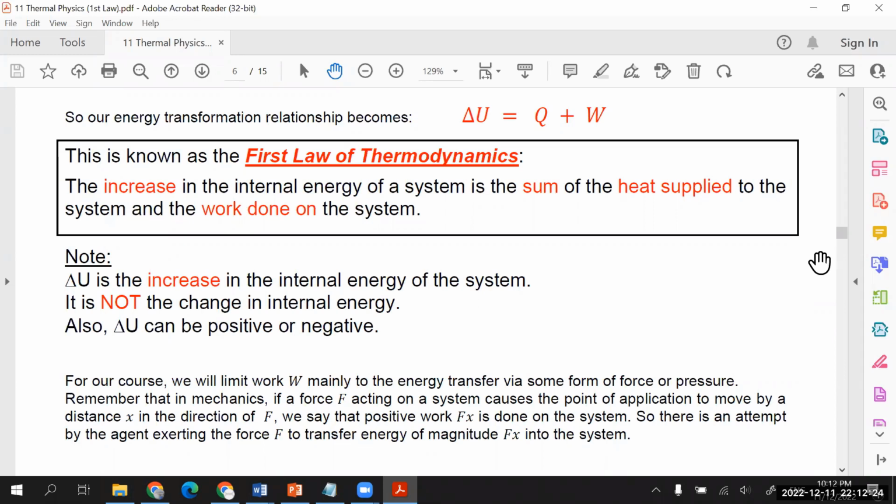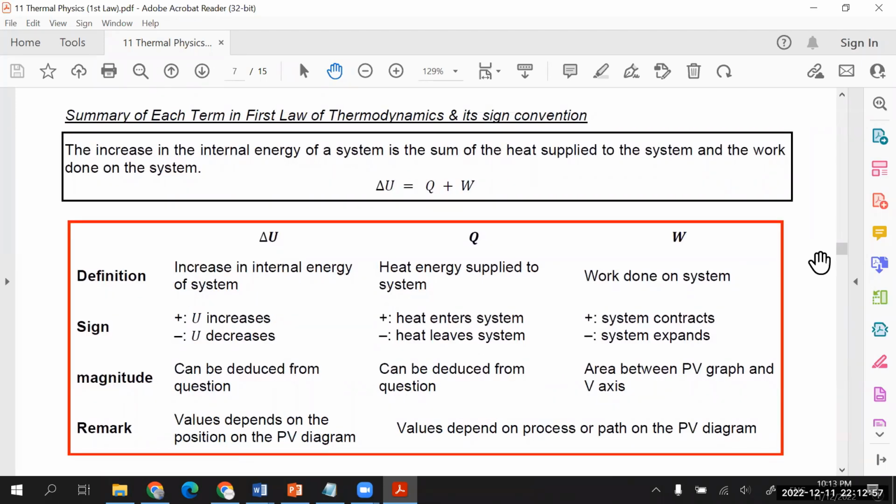Also, delta U can be positive or negative. So when we say the increase in the internal energy is positive, that means that the internal energy is becoming larger. When we say the increase in the internal energy is negative, what we mean is that the internal energy becomes less. Okay, this table is very important. You should study it carefully.